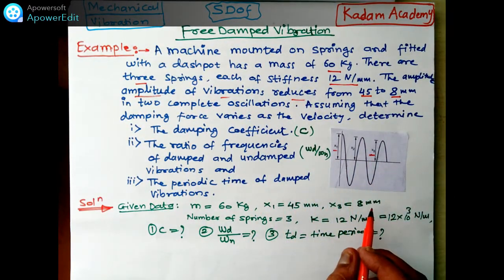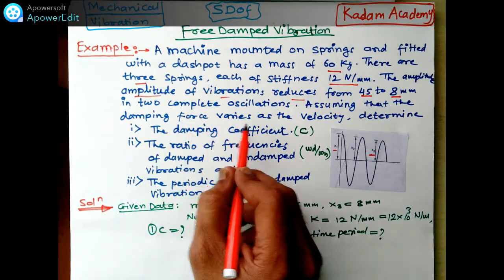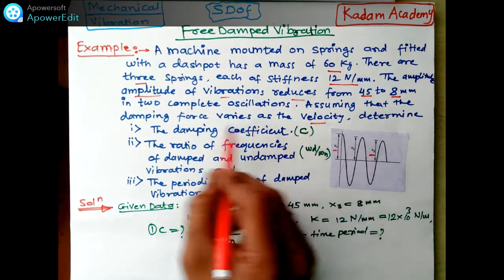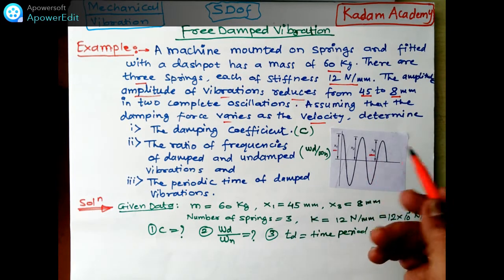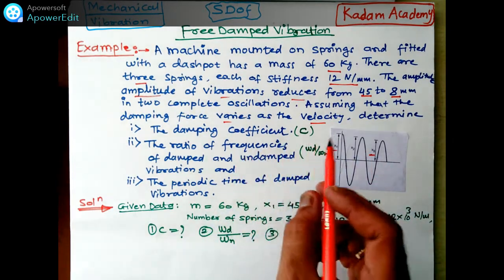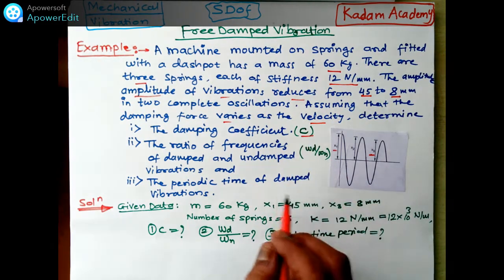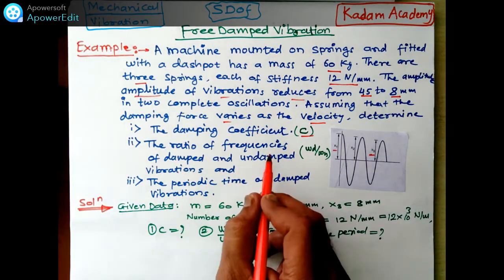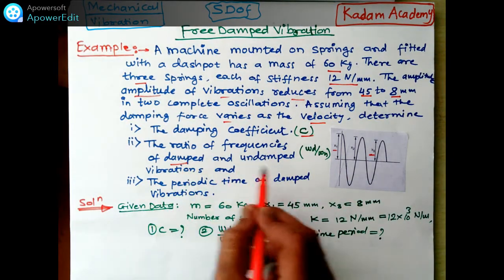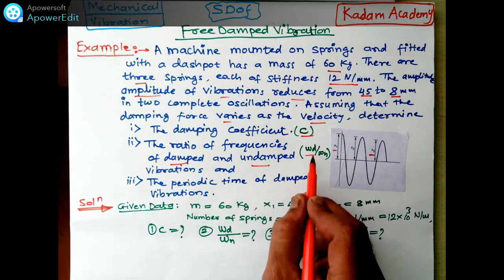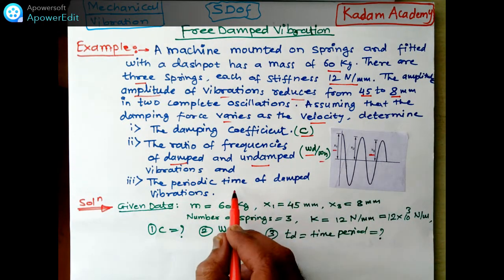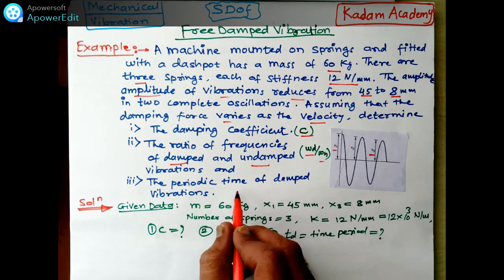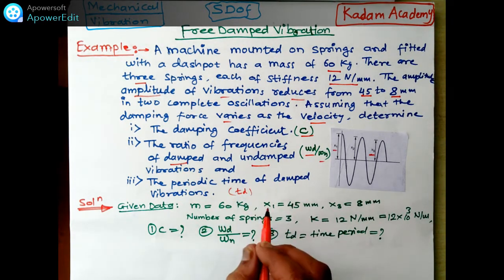Assuming that the damping force varies with the velocity, determine the damping coefficient C. We have to find out the ratio of frequencies damped and undamped, this omega d by omega n. And also we have to find out the periodic time for the damped vibration, means TD.